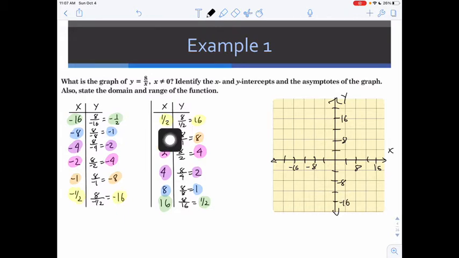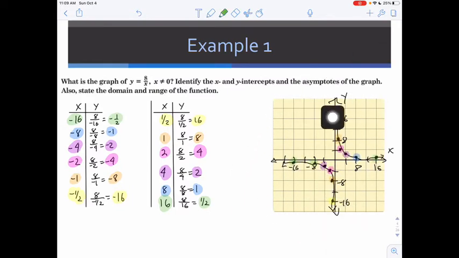If we have 8 divided by 1/2, that gives us 16. 8 divided by 1 gives us 8. 8 divided by 2 is 4. 8 divided by 4 is 2. 8 divided by 8 is 1. And 8 divided by 16 is 1/2. Similarly, on the negatives, it's the same answers, just you throw a negative sign in there. The next step is to take all these points and plot them on the graph.